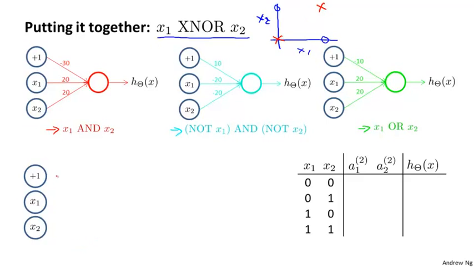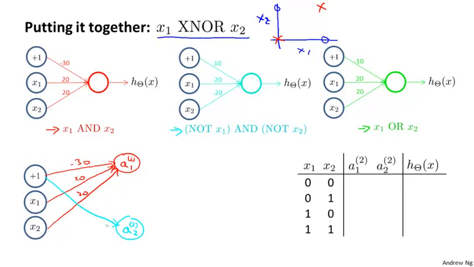Let's draw the network. I'm going to take my input plus 1, x1, x2, and create my first hidden unit here. I'm going to call this a_1^(2) because that's my first hidden unit. And I'm going to copy the weights over from the red network, the x1 AND x2 network. So I have minus 30, 20, 20. Next, let me create a second hidden unit, which I'm going to call a_2^(2). That is the second hidden unit of layer 2. And I'm going to copy over the cyan network in the middle. So I have the weights 10, minus 20, minus 20.